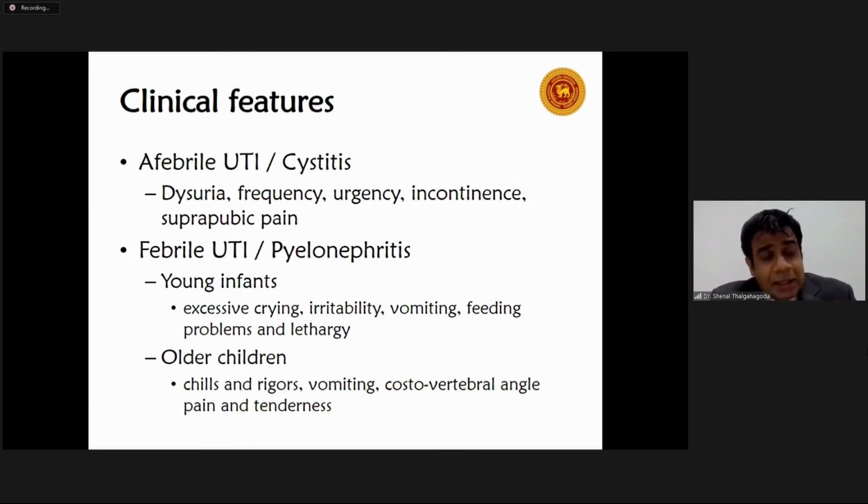In young infants, the symptoms of febrile UTI can be very vague and very difficult to grasp. There can be excessive crying, irritability, lethargy, so very vague symptoms. So we need a high degree of suspicion to diagnose a UTI. Older children present with the more common and more well-known symptoms of UTI, like chills and rigors and vomiting and loin pain.